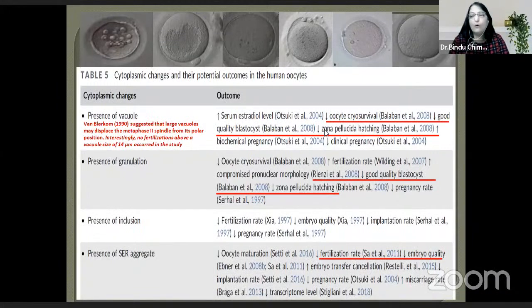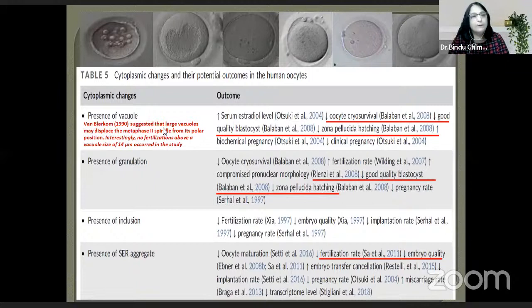They therefore also are not a good prognostic factor for the blastocyst formation rate, and even if a blastocyst is formed, there may be reduced hatching of the zona pellucida in case of oocytes where there is a high degree of vacuolation. And of course, therefore, the pregnancy rates will also be hampered.